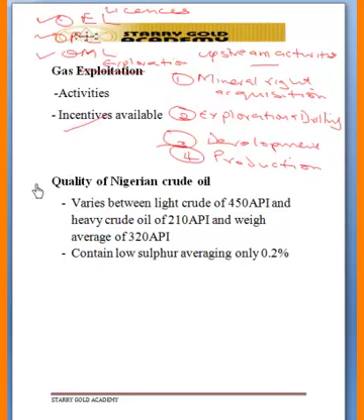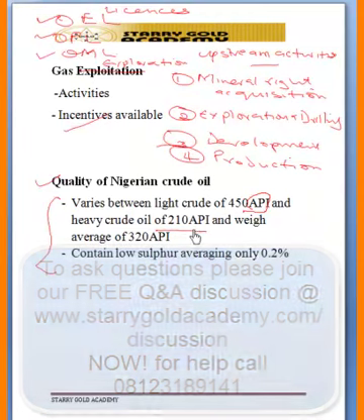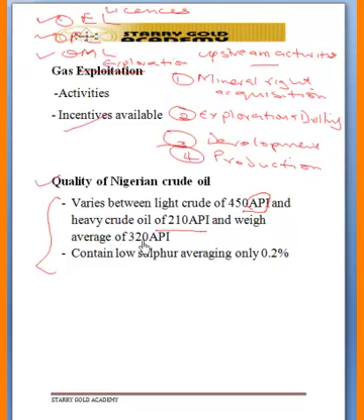Let's quickly look at the quality of Nigerian crude oil. These are technical terms. It varies from light crude of 450 API to heavy crude oil of 210 API, and a weight average of 320 API. API here stands for American Petroleum Institute. That's the scale for measurement in the whole world. All these are the rates, the way you measure the quality of crude oil.